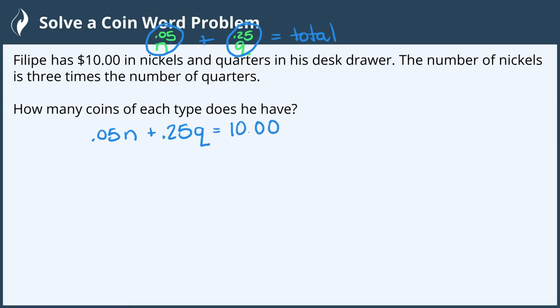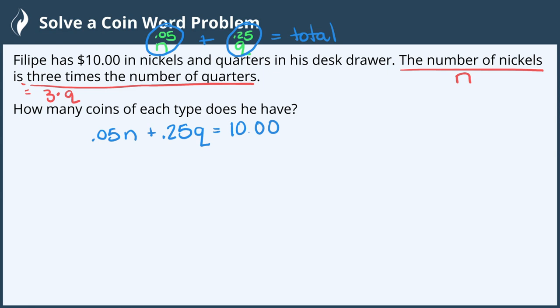Translating the second sentence gives us our second equation. The number of nickels, which we chose N to be, equals 3 times the number of quarters. 3 times means 3 being multiplied, and the number of quarters we chose to be Q. So our second equation is N equals 3Q.